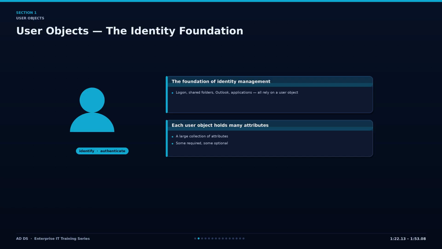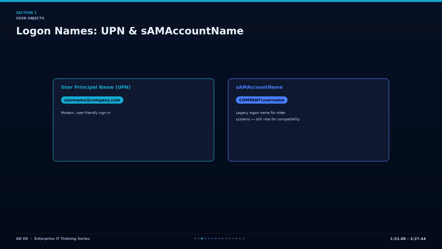Section 1, User Objects. User accounts are the foundation of identity management within Active Directory. Whenever an employee logs into a workstation, accesses a shared folder, opens Microsoft Outlook, or connects to an application, Active Directory relies on a user object to identify and authenticate that individual. Each user object contains a large collection of attributes. Some attributes are required, while others are optional.